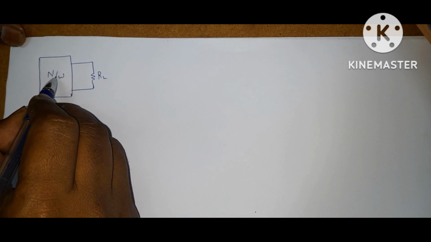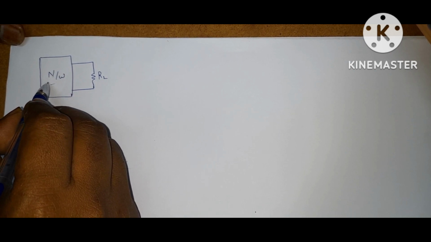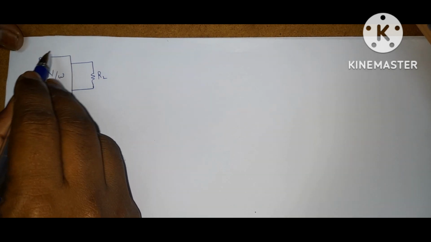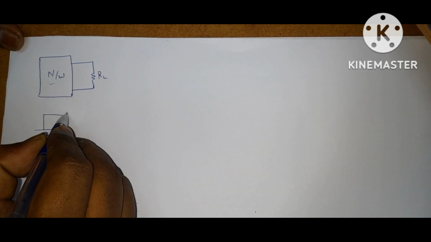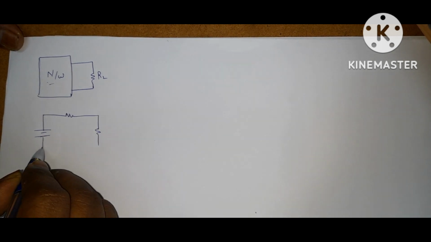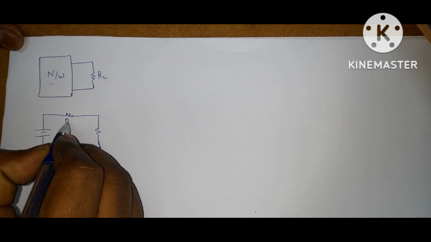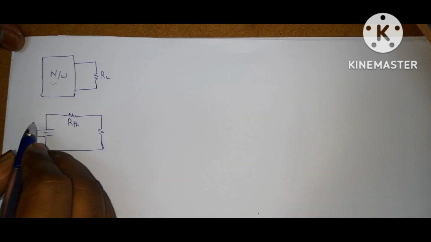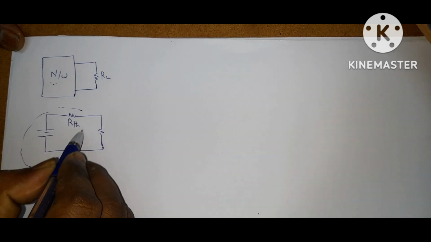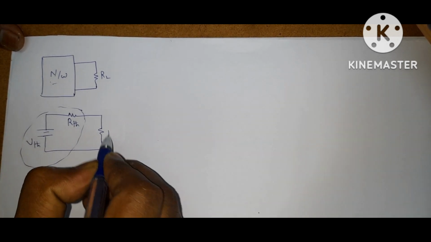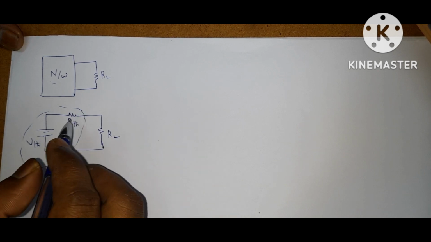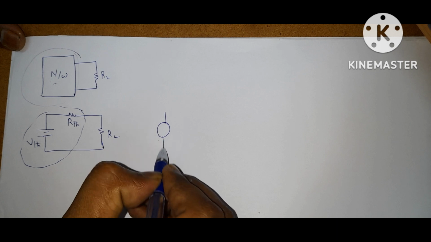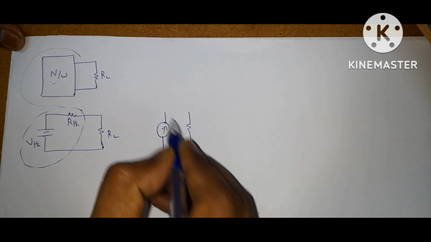Suppose this is the network, that means a linear bilateral network. This network contains many sources and many impedances. This entire network can be replaced with a single voltage source in series with a single resistance or single impedance. This is called Thevenin's network or Thevenin circuit. This is RL. Or suppose this network is replaced with an ideal current source in parallel with resistance.